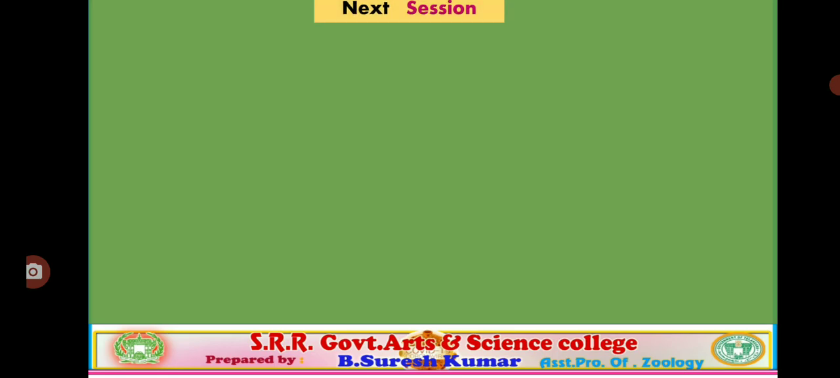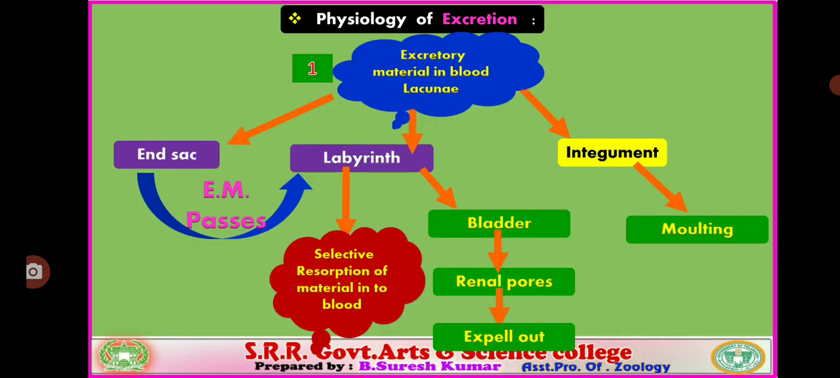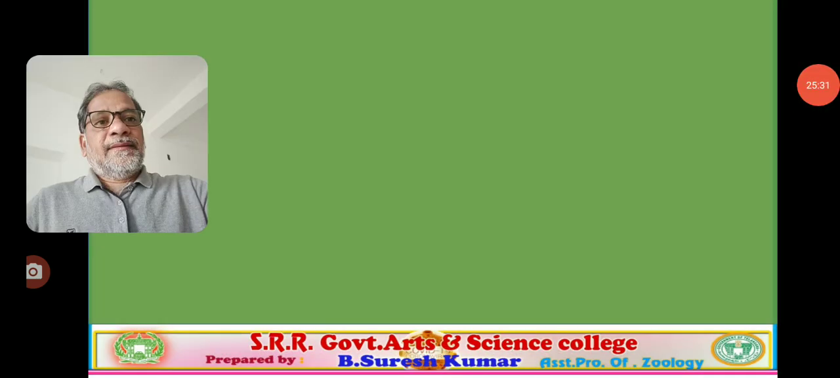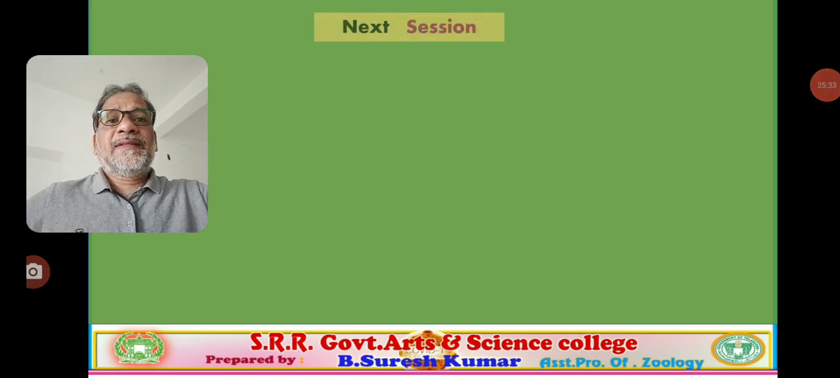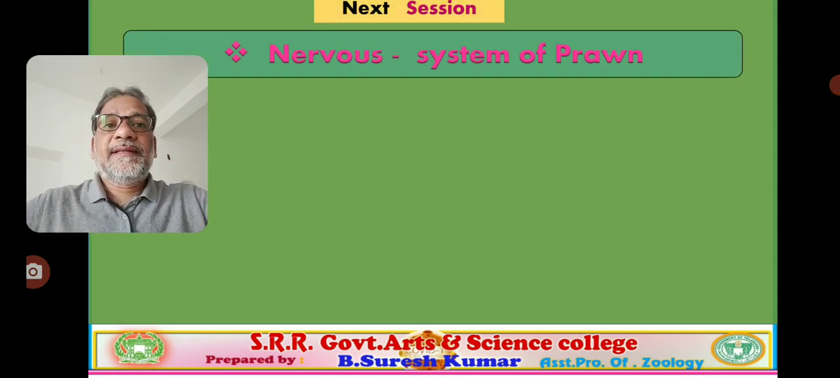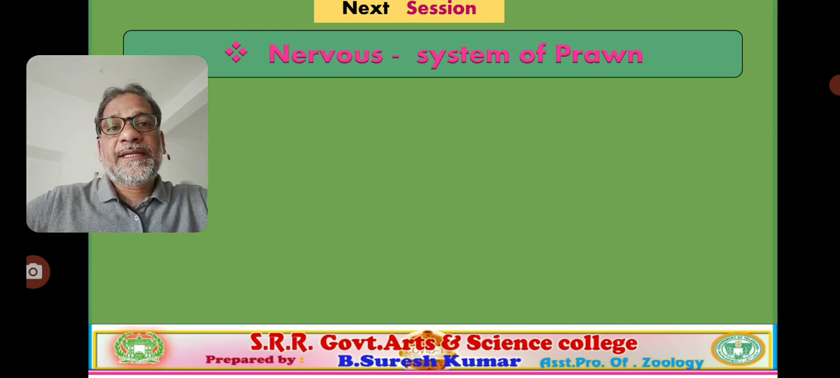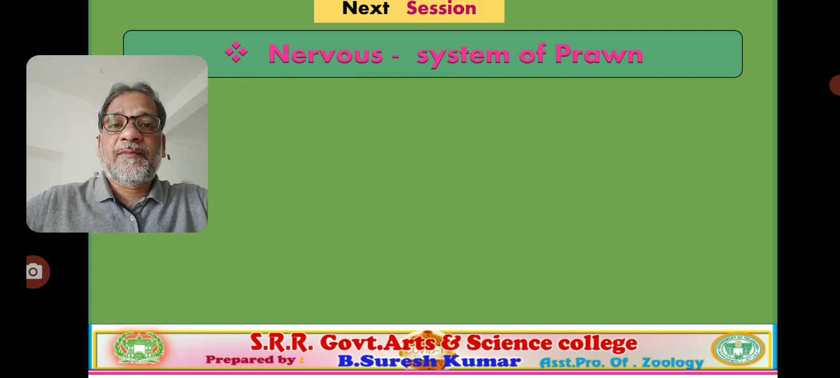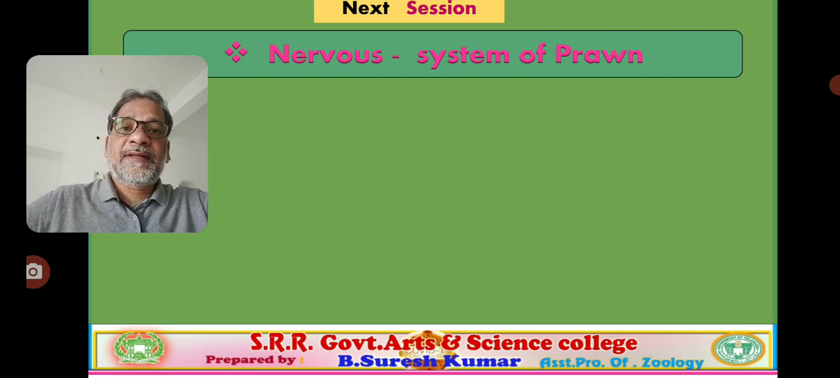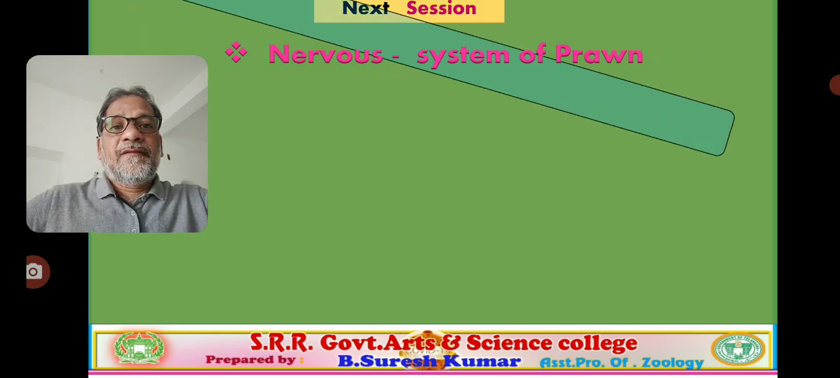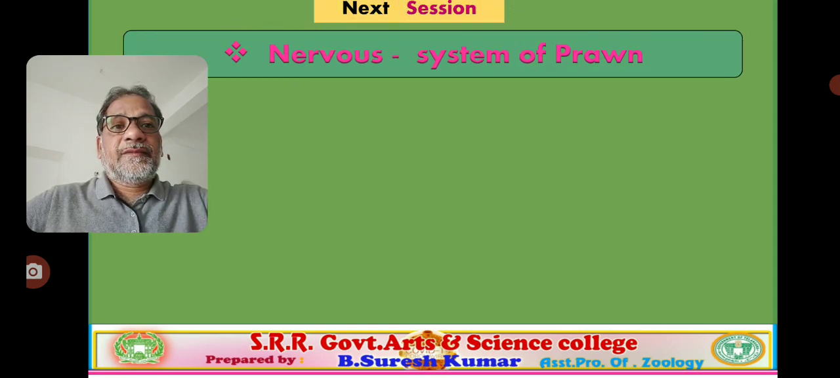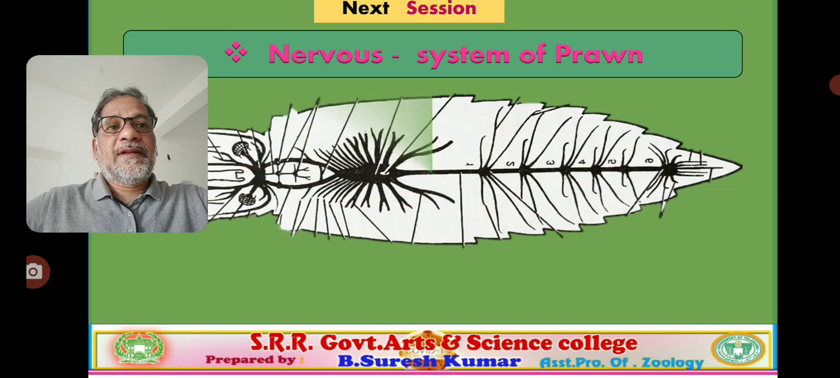Next, with this, we finished the phenomena of excretion. In the next session, we are going to discuss the nervous system of the prawn. It is a very important topic, and some content concerning the nervous system of the prawn is definitely asked in the examination. Right. With this, we finish.